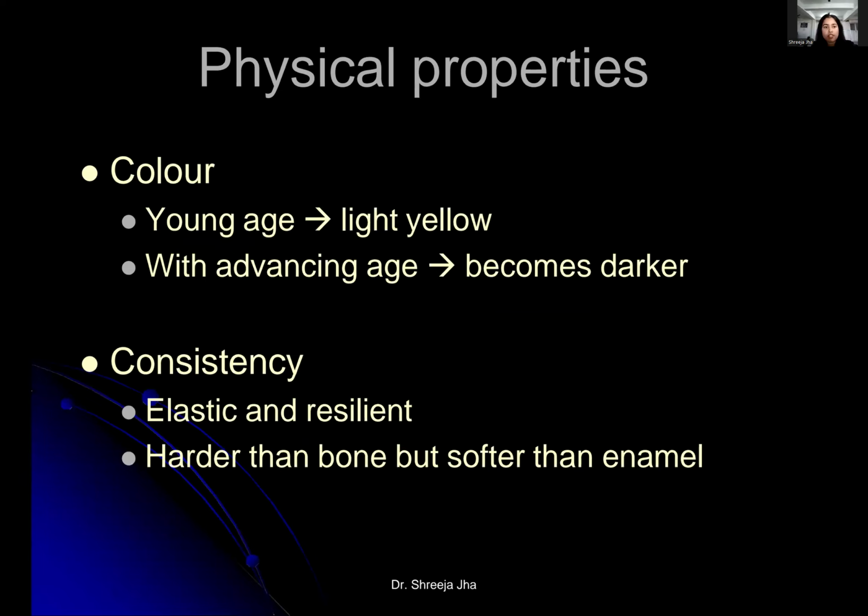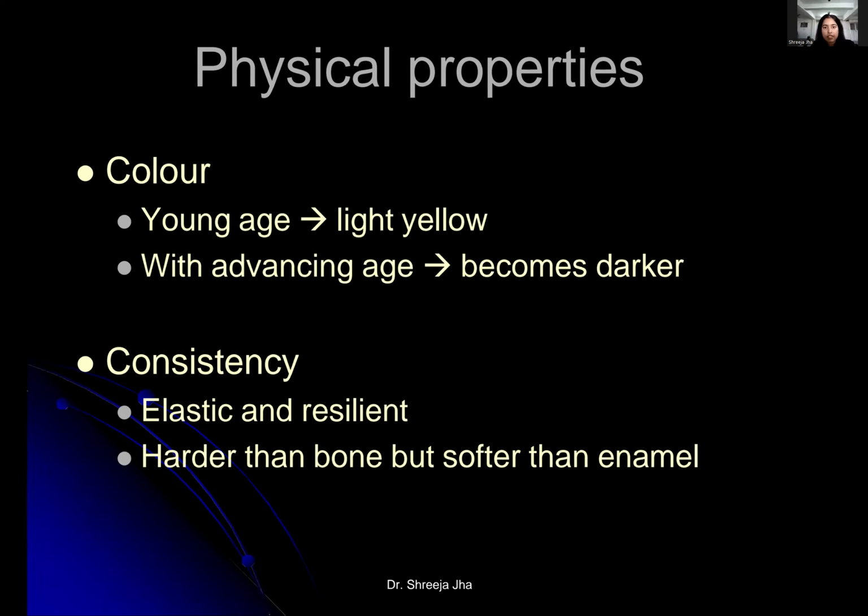Next, what are the physical properties of dentin? Color: it is light yellow in young age, and becomes darker with advancing age. Consistency: elastic and resilient. It is harder than bone, but softer than enamel.